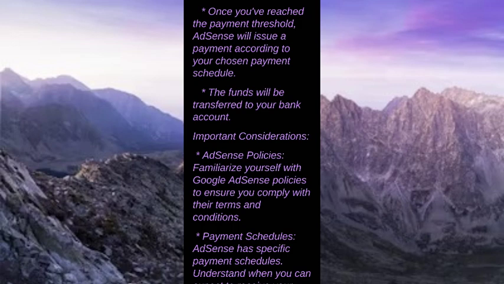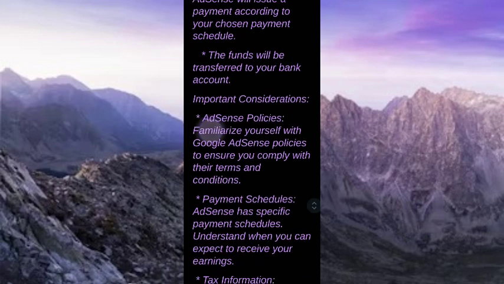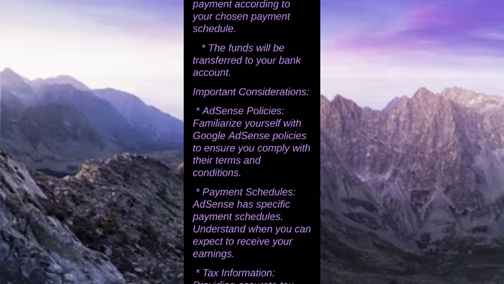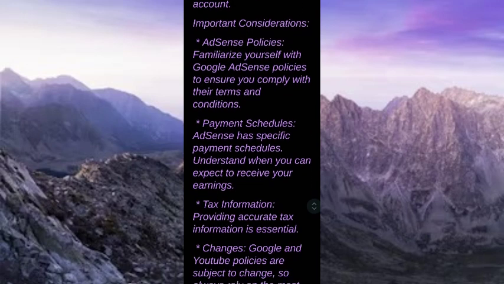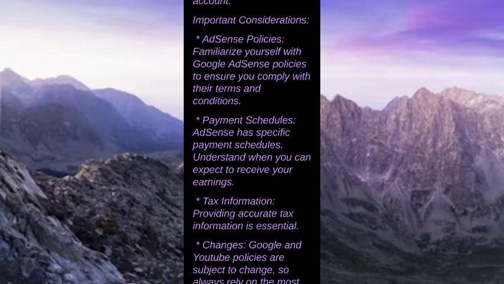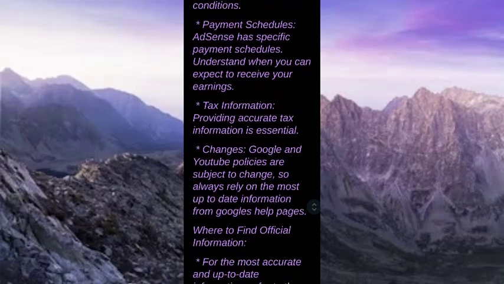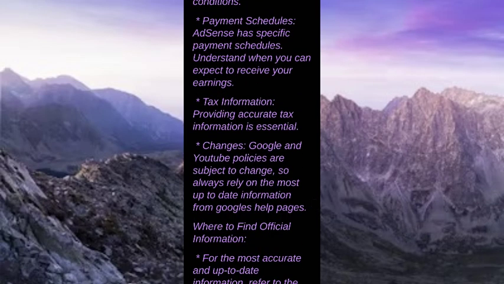What are the important things to consider? 1. AdSense policies. Familiarize yourself with Google AdSense policies to ensure you comply with their terms and conditions. Actually, AdSense has specific payment schedules, so understand when you can expect to receive your earnings. Provide accurate tax information as this is essential.